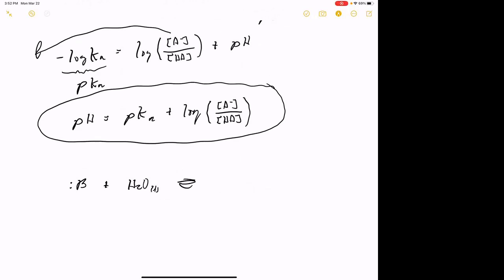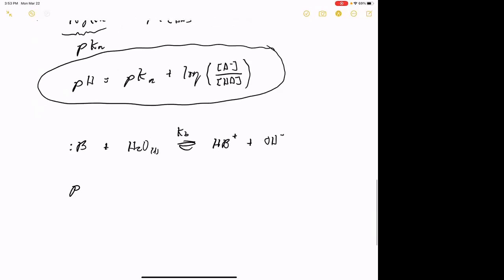And what do we get? Well, we end up getting the conjugate acid, HB, or HB plus, plus hydroxide. That's a weak base dissociation, and that's, of course, going to be defined by a Kb. Now, if we wanted to, we could derive a form of Henderson-Hasselbalch in terms of pOH and Kb, but we don't have to. The nice thing is regular old Henderson-Hasselbalch works, okay?